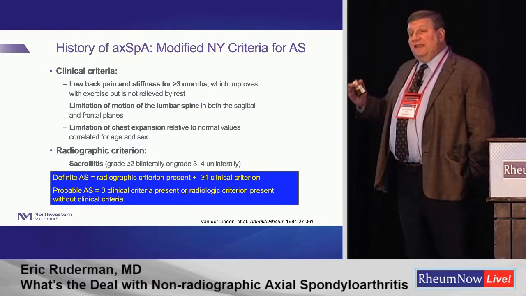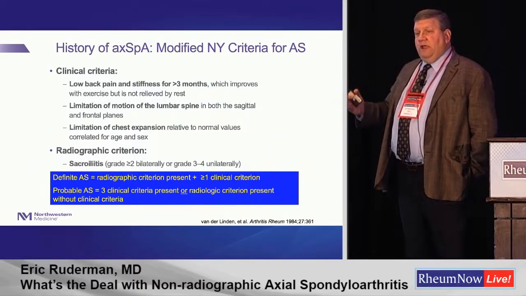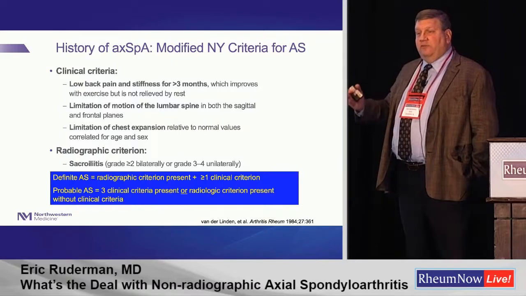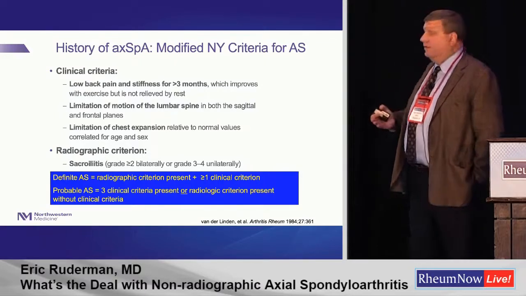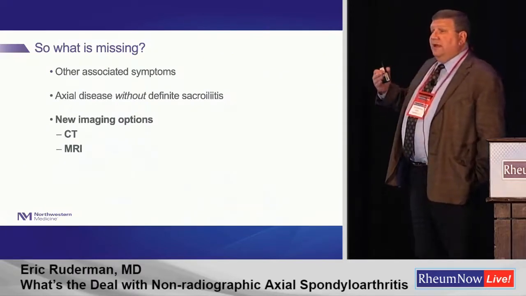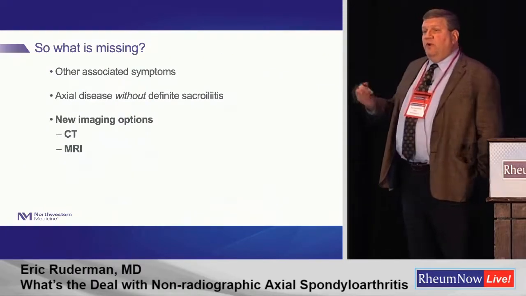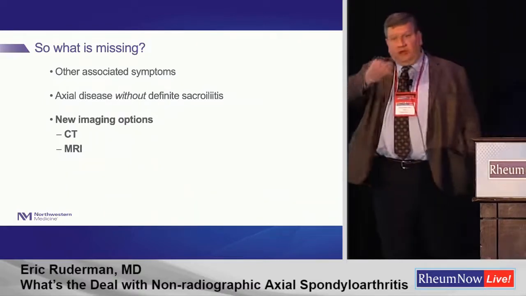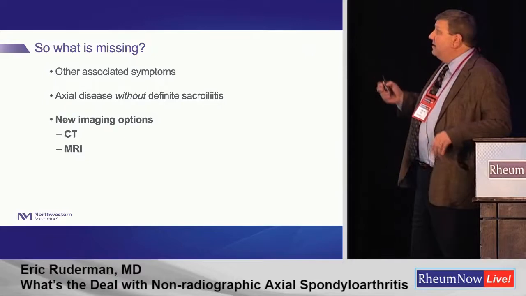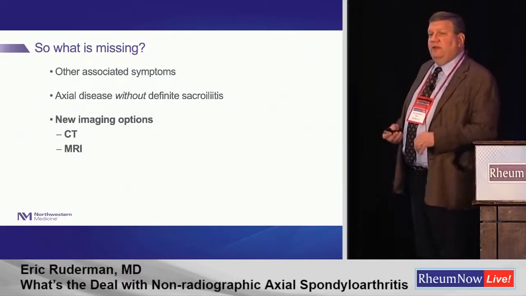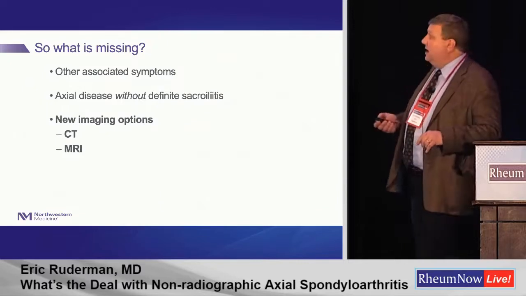Okay? 1984. This was the last remaining diagnostic or classification criteria in medicine that uses plain X-rays. We've come a long way since then. And what happened was it missed a lot of other stuff, because we all recognized that there were people that had sort of inflammatory back symptoms. John talked about that a little bit a minute ago, and I'm going to come back to that. And had axial disease, but didn't have sacroiliitis. Who were those people? What the heck did they have?